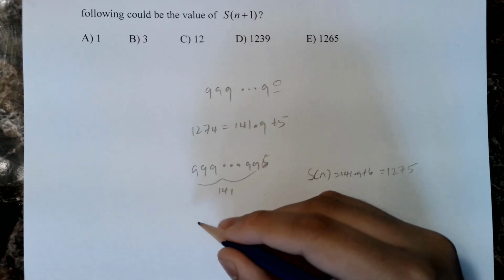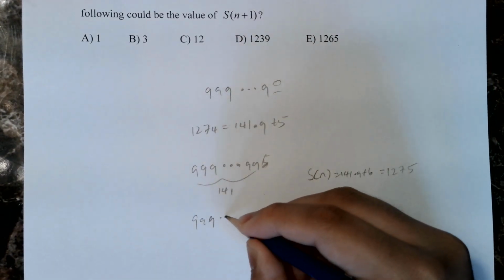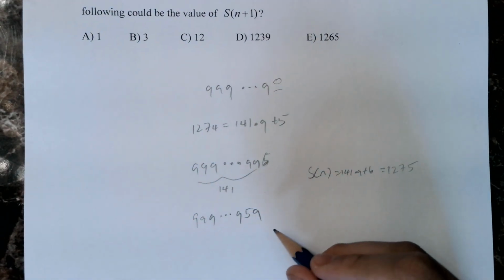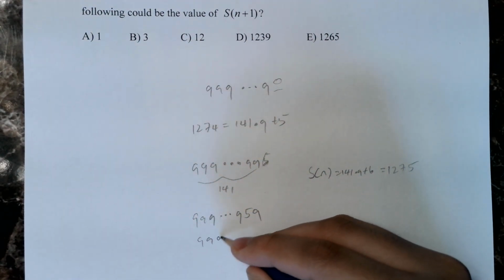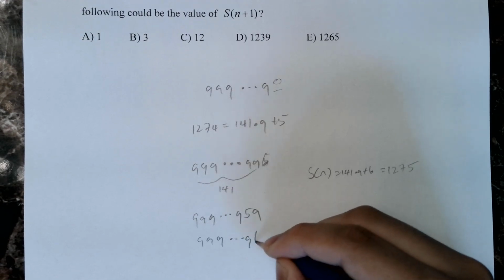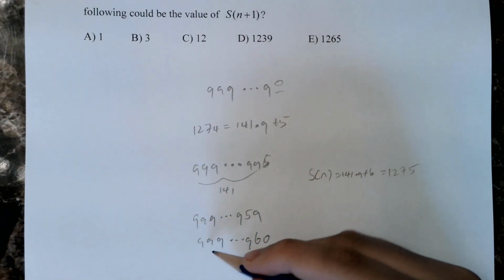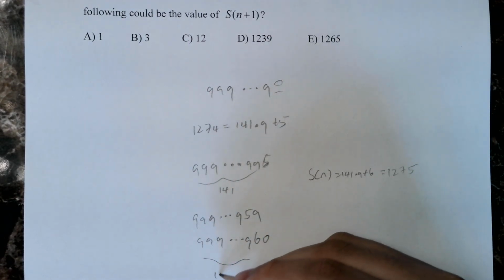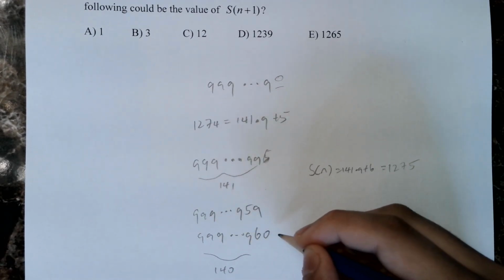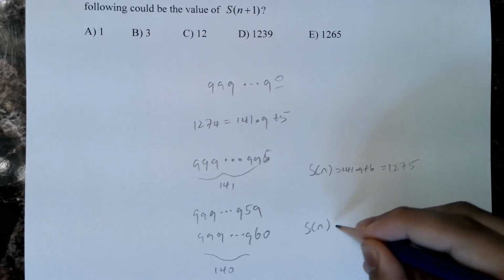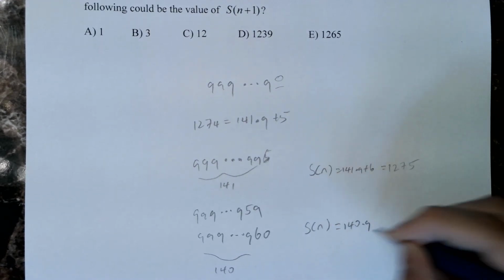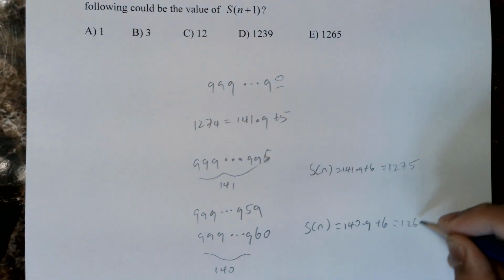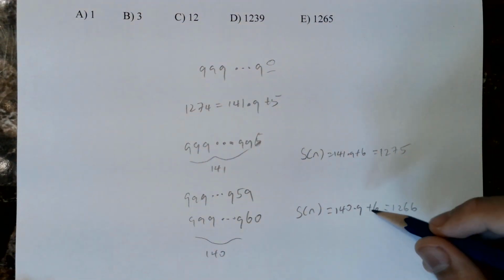So instead, it's now going to be 999 959 like this. And when we add a 1 to this number, we get 999 960. So now, instead of being 141 nines, there are 140 nines here, a 6, and a 0. So the Sn would be equal to 140 times 9 plus 6, which equals 1266.